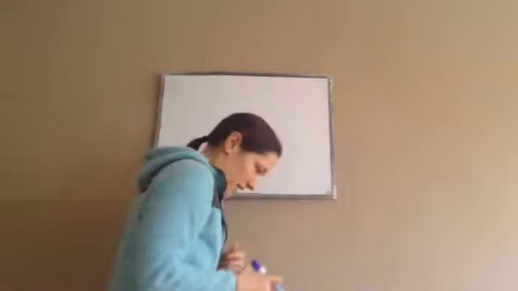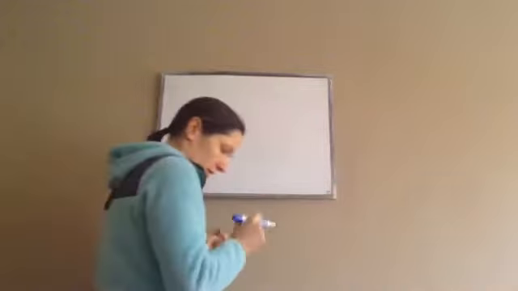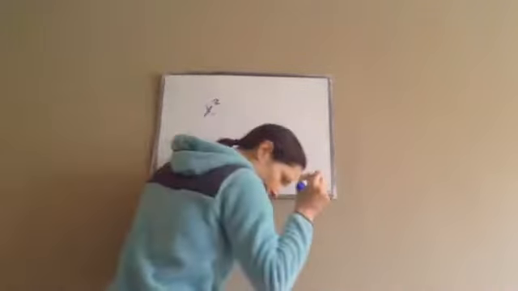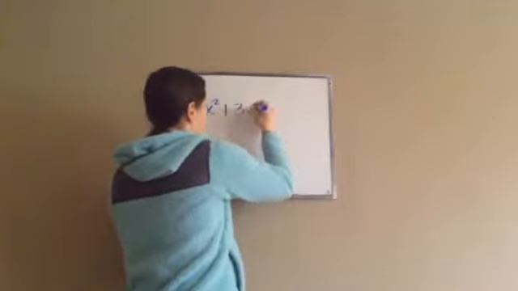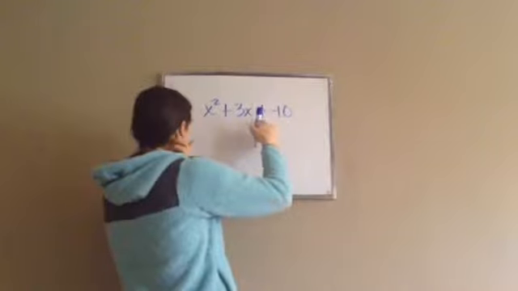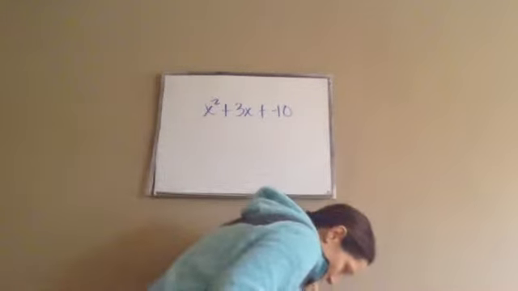Do not just stop and turn it off, because it is important that you know what's going on in this next one, okay? So x squared plus 3x plus a negative 10. Now, I changed this to a plus negative. It was just minus 10, okay?